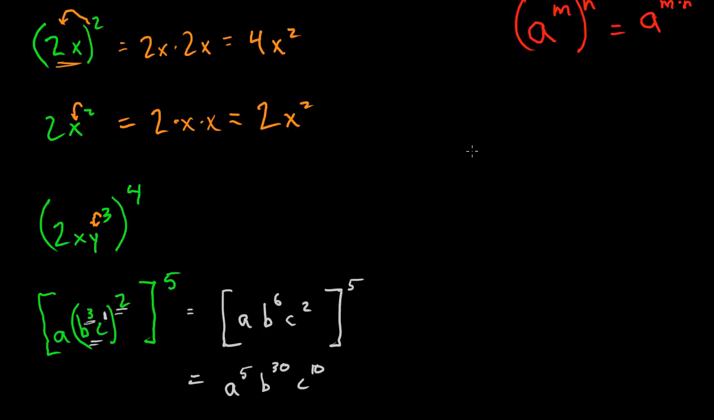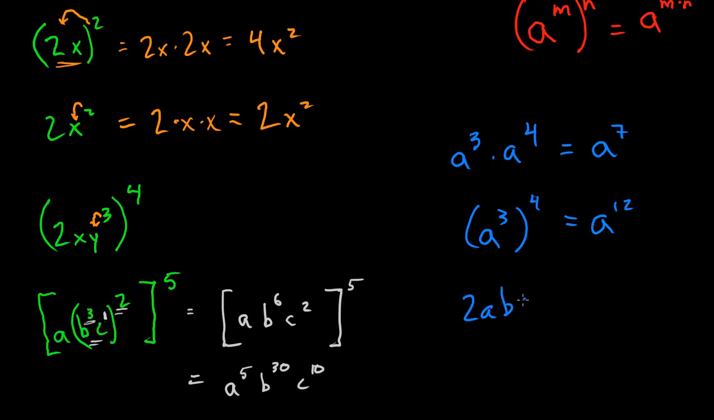Remember that when we multiply powers with the same base, like a^4 times a^3, we can just add their exponents, a^7. And when we have a power of a power, such as (a^3)^4, then we multiply exponents, a^12.